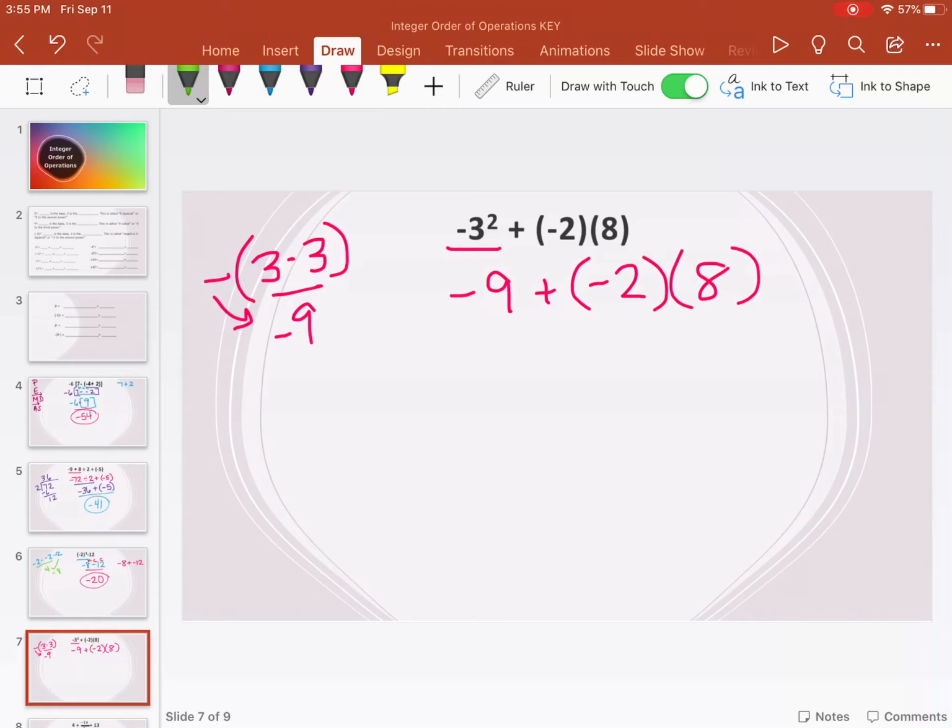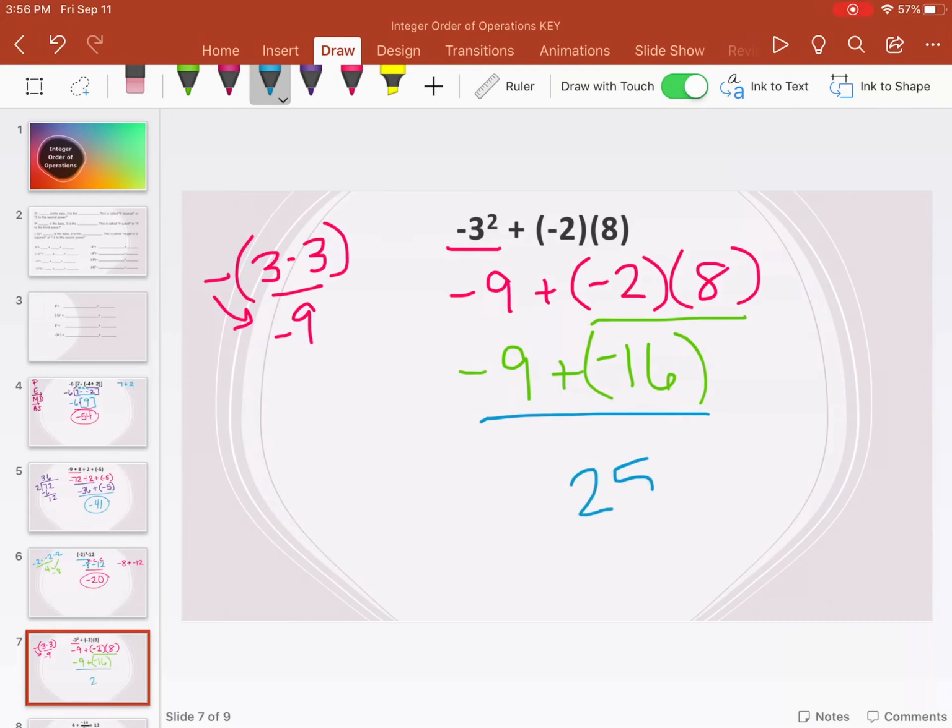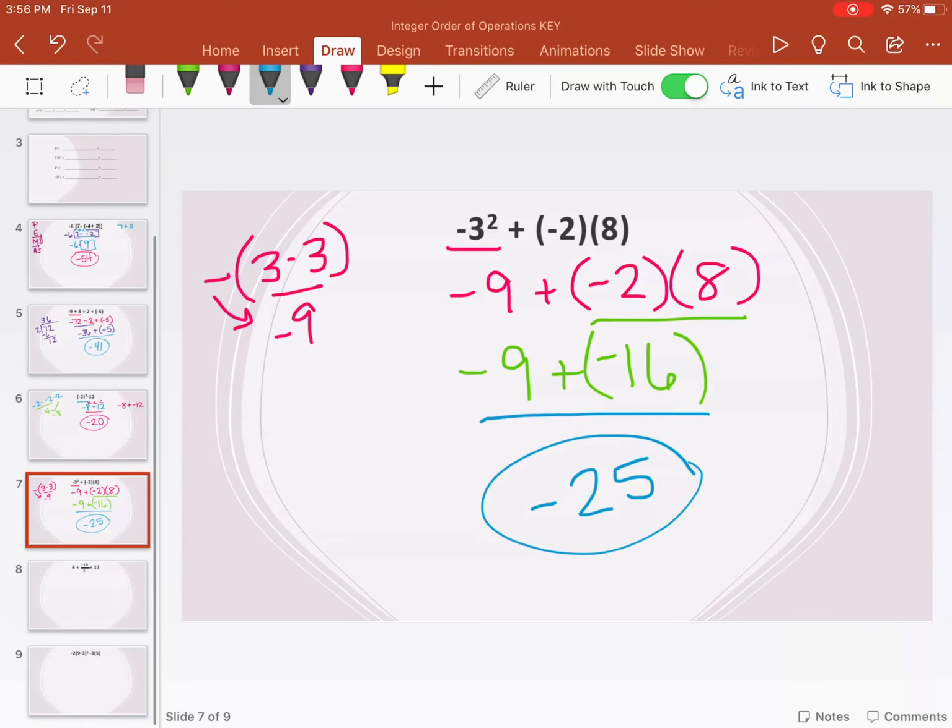Okay, so exponents are done. Multiply, divide. So this right here, remember, is multiplication. So I'm going to do 2 times 8, which is 16. It was a negative times a positive, so negative 16. And finally, we have an addition problem, same signs, add and keep. So 16 plus 9 is 25. They're negative, so negative 25.